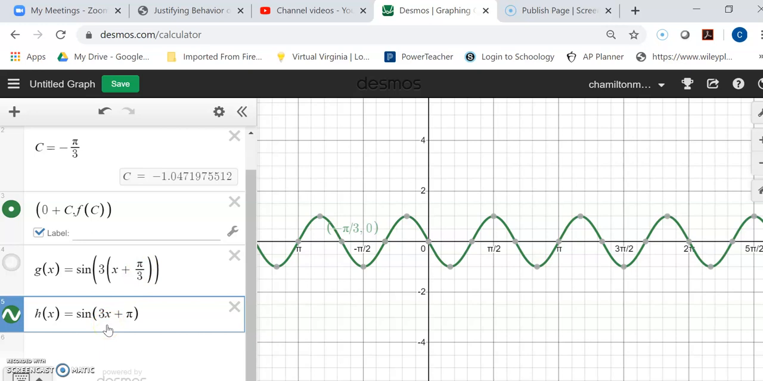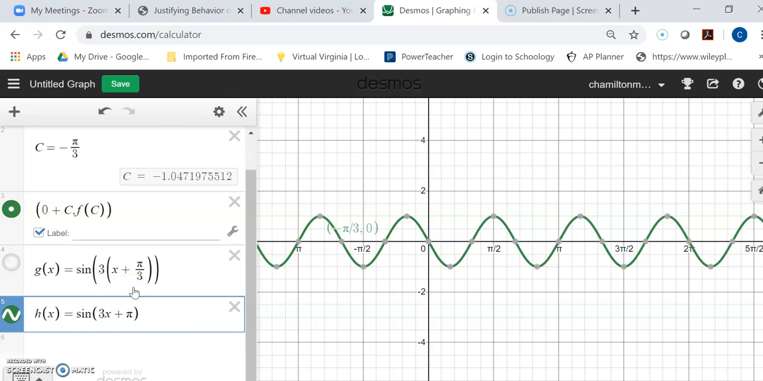So the phase shift, you would be tempted, if you saw h of x down here, to say the phase shift is left pi. But whenever you have this 3 in front, where you have a horizontal scale and an addition here, you have to factor that out or do the new-old analysis to figure out what transformations have happened.